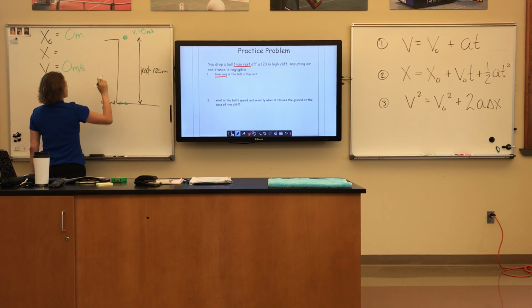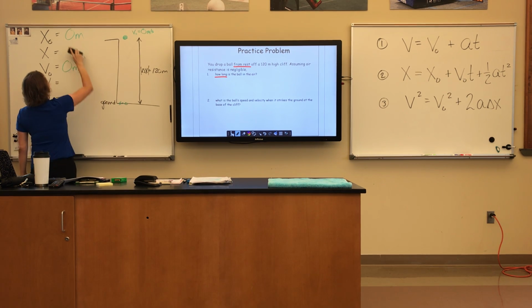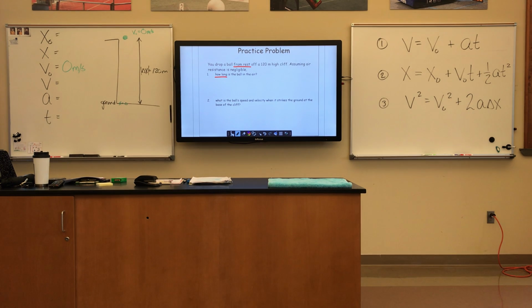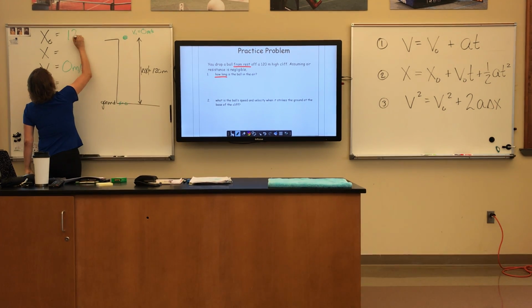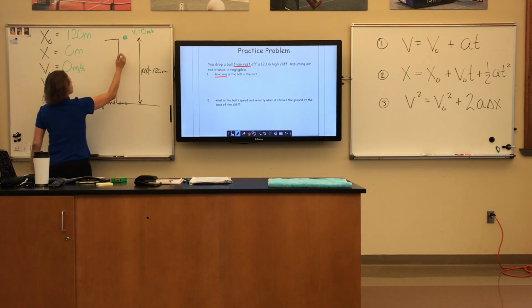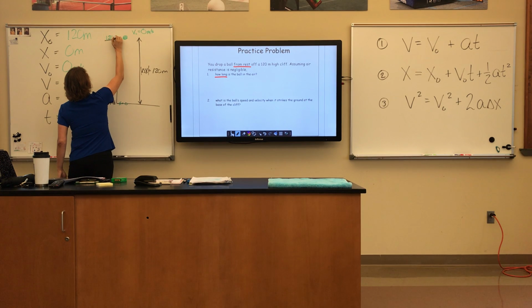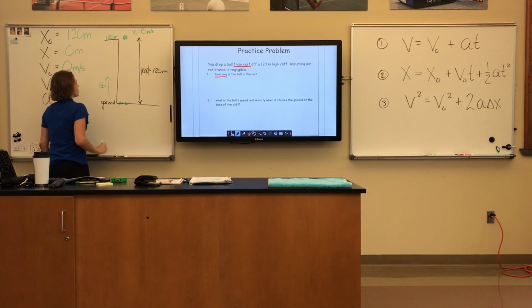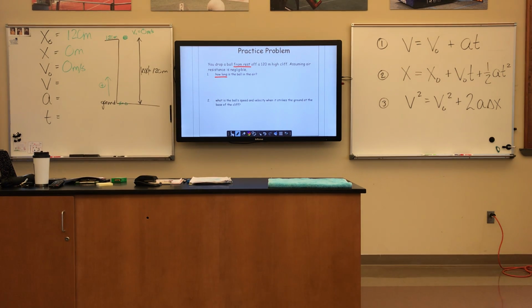So what's our starting position? 120. Starts at 120. What's our ending position? 0. Okay, so we're saying this is 120 meters above the start, so this must be our positive direction for our displacement. Up is positive, down is negative.